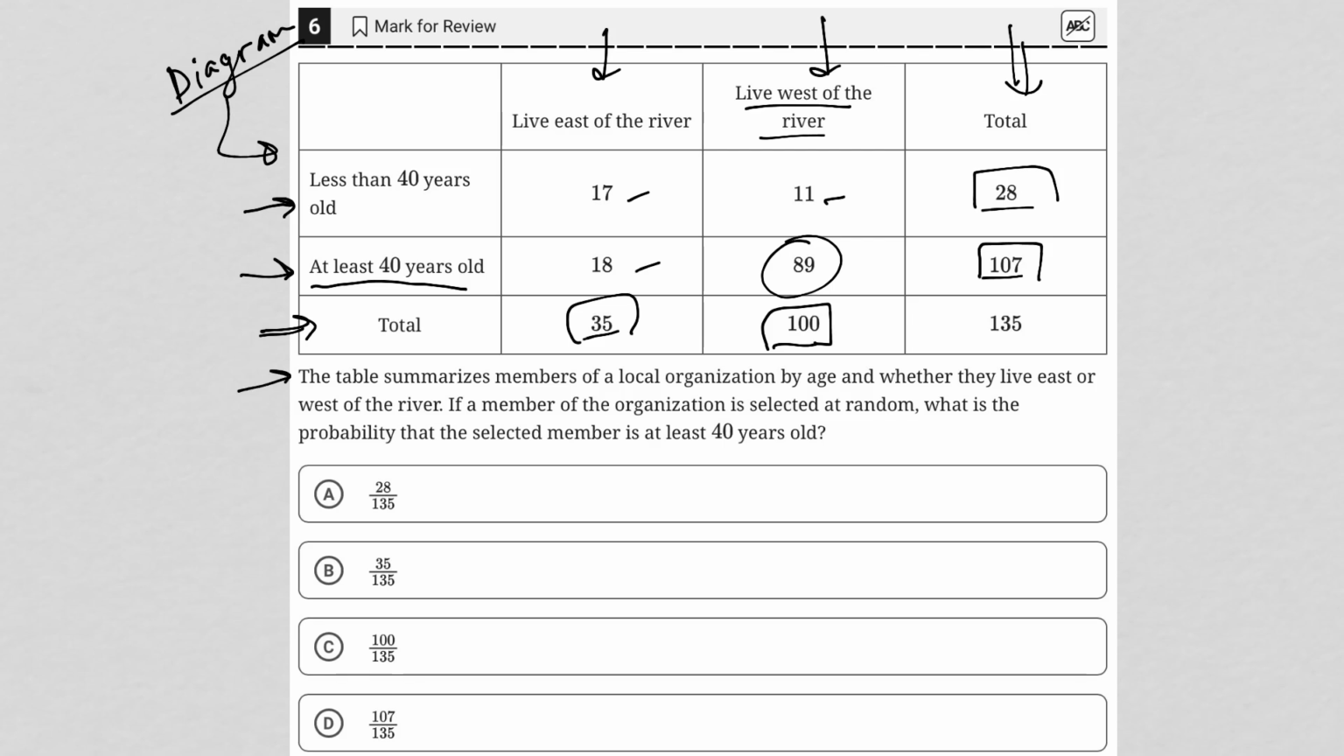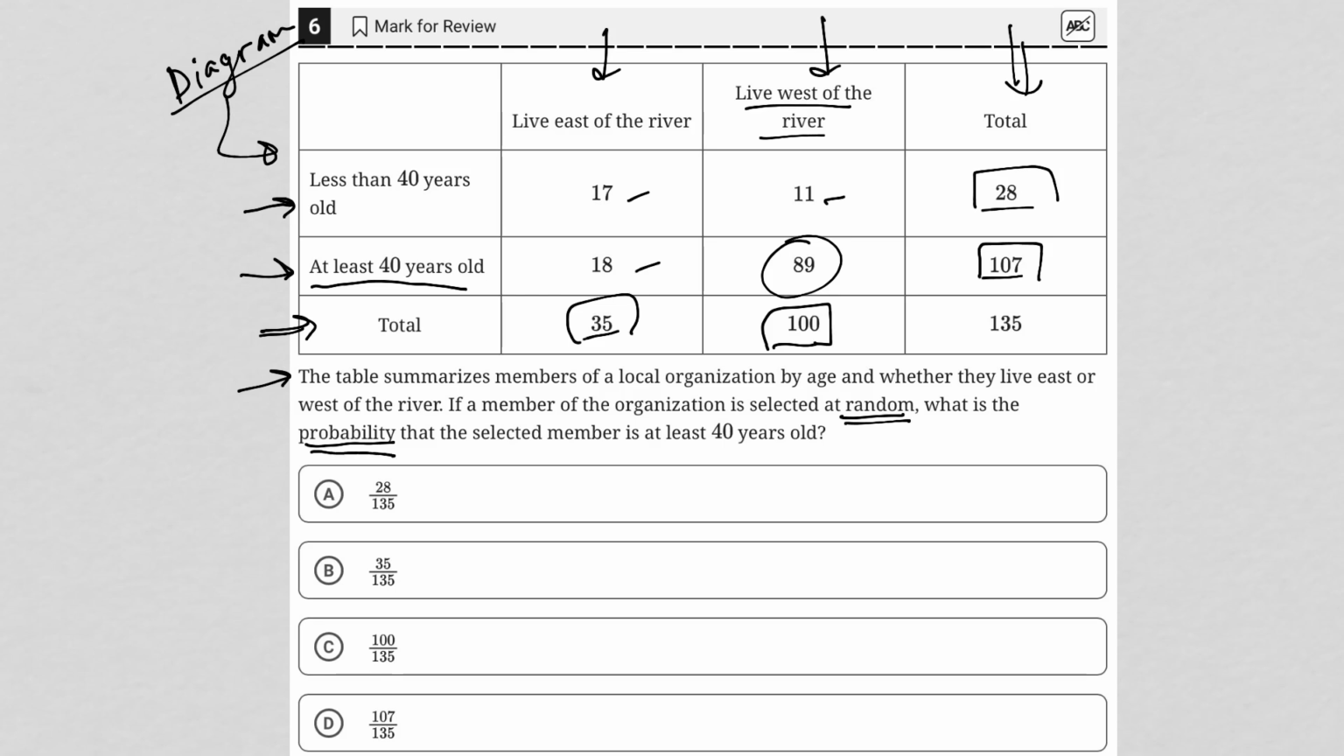The question goes on to say, the table summarizes members of a local organization by age and whether they live east or west of the river. If a member of the organization is selected at random, very important, what is the probability, also very important, that the selected member is at least 40 years old?